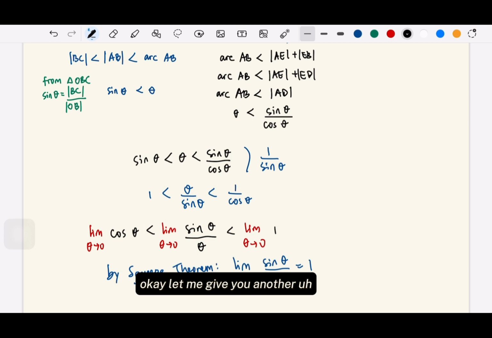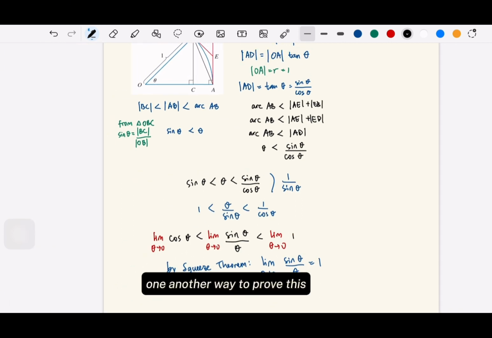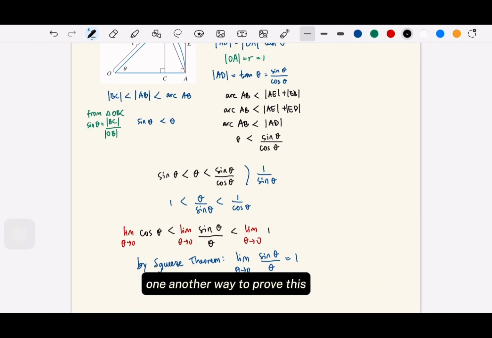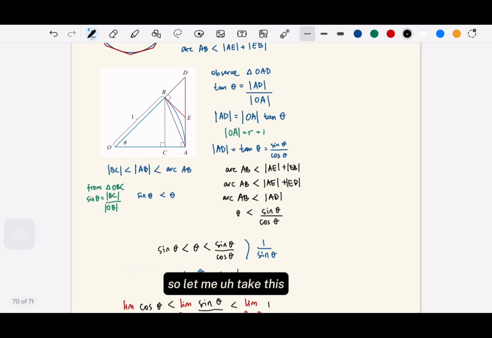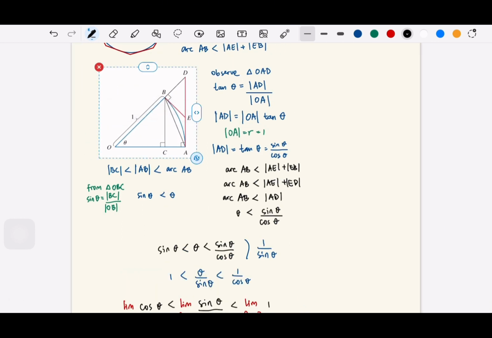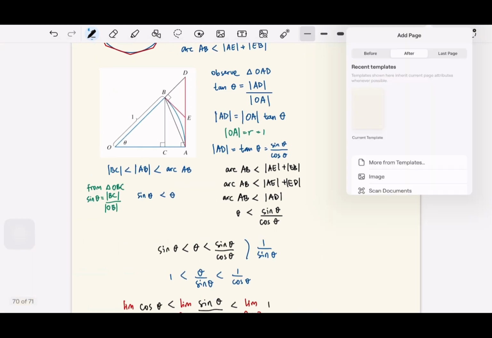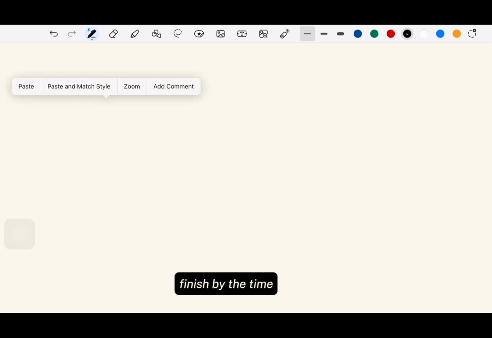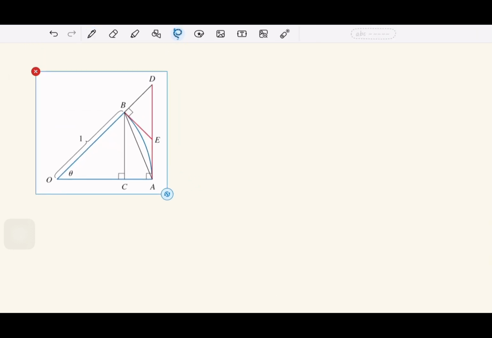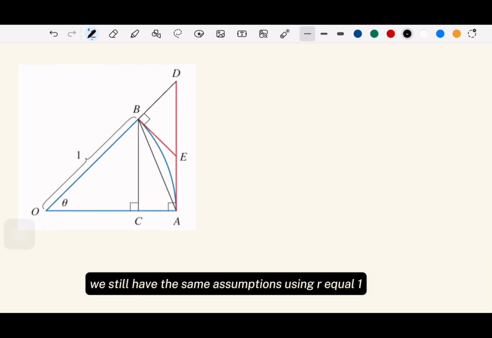Okay, let me give you another way to prove this. So let me take a copy of this, and hopefully I can finish in time. Okay, let's say we still have the same assumptions, using r equal to 1, and the triangle is still the same.